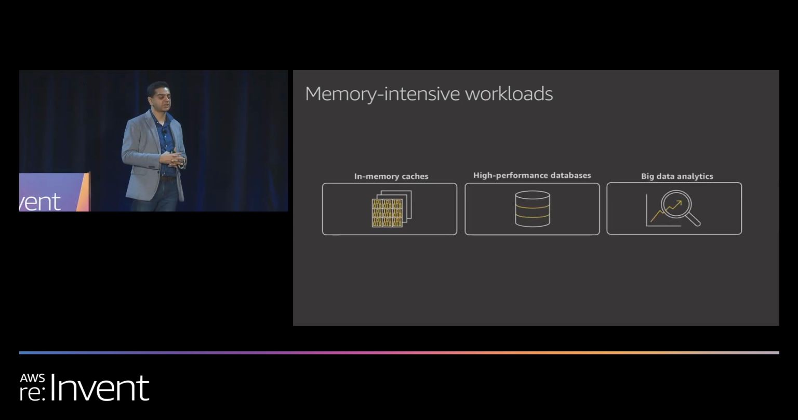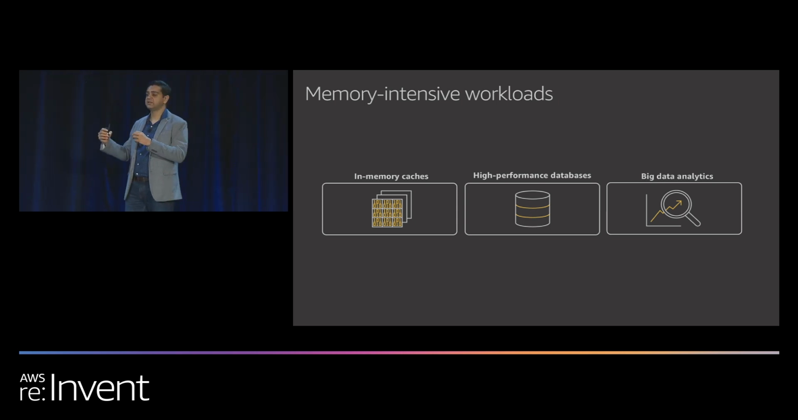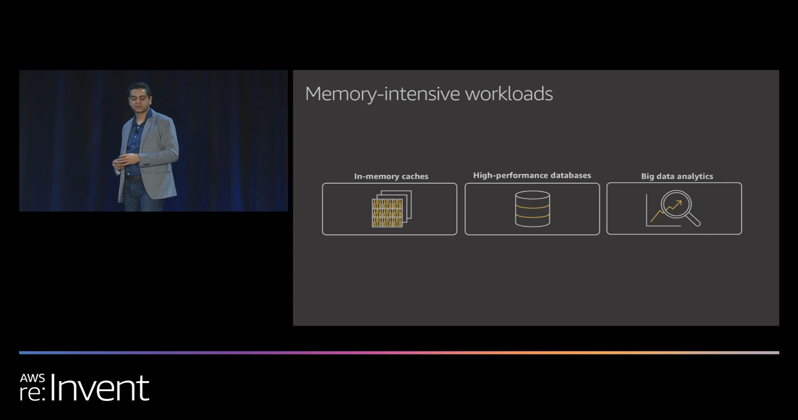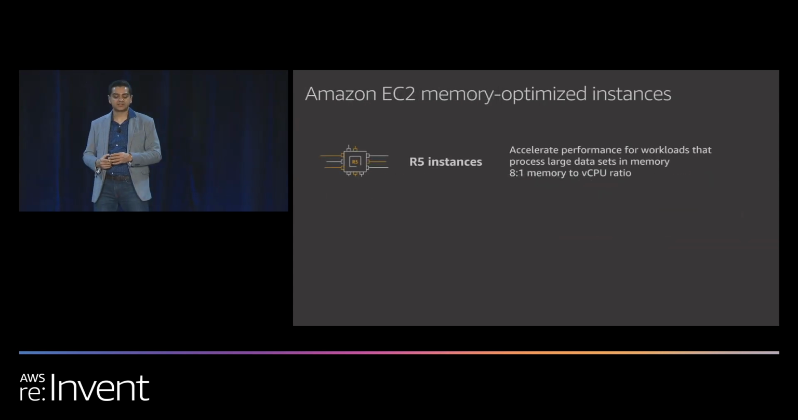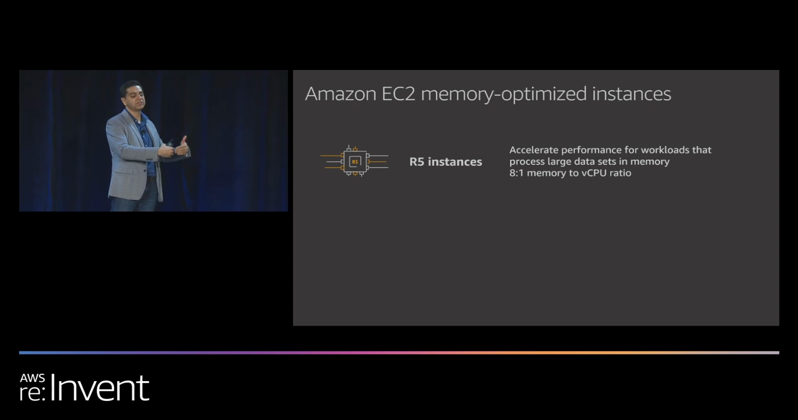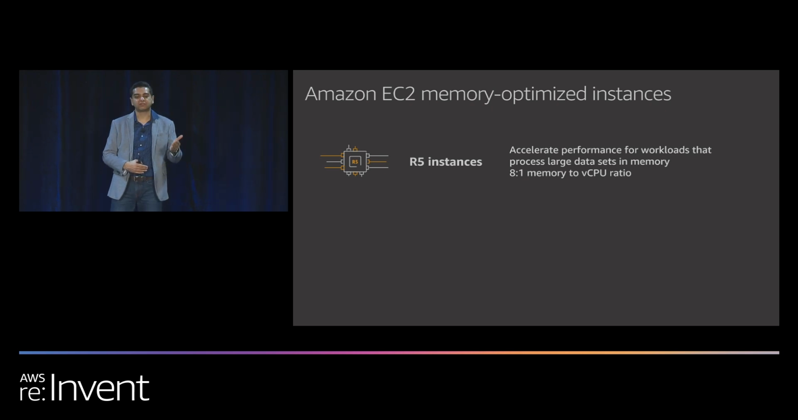There are a lot of applications that are super sensitive to the amount of memory that is available in that instance. This could be caching tiers that are on top of databases. This could be really large instances with a lot of system memory that host the entire database in memory, and also appropriate for big data analytics. These instances provide more memory per CPU than what our general purpose instances provide. So in the case of R5, it provides an 8:1 ratio. That means for every vCPU, you have 8 gigabytes of system memory.